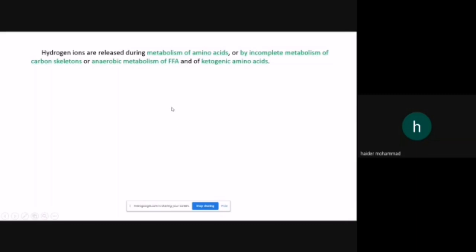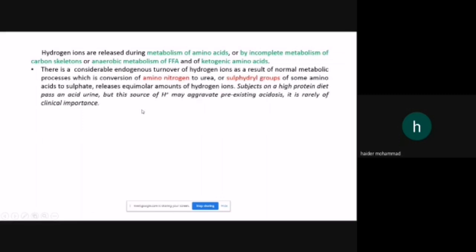Please keep this information carefully. 5 sources for the production of hydrogen ions in the blood, but divided into 2 classes. First, let us see how it happens, for example with metabolism of amino acids. In the normal metabolic processes, there is conversion of amino nitrogen to urea. So let us take the first one, metabolism of amino acids.